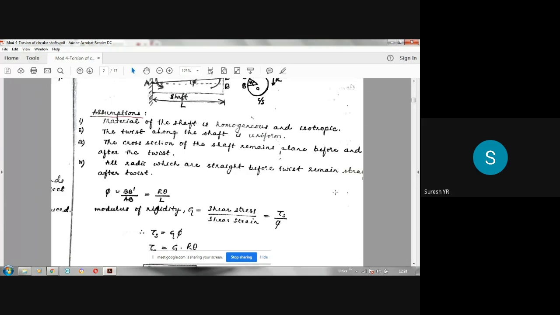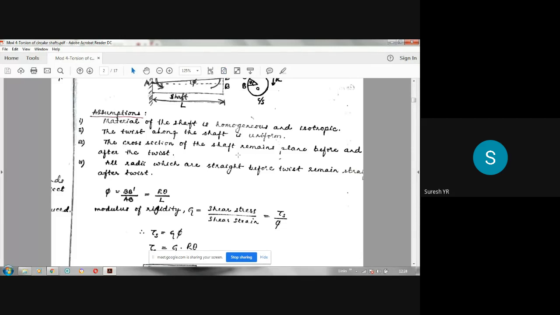Material. So homogeneous means it has got the same physical properties in all the directions. Isotropic means it has the same elastic properties in all the directions. Young's modulus is the same. Poisson's ratio is the same in all the three directions, means x, y, z direction, along the length, along the diameter. That is the meaning. Twist along the shaft is uniform. So we assume that this angle of twist is uniform throughout the shaft.